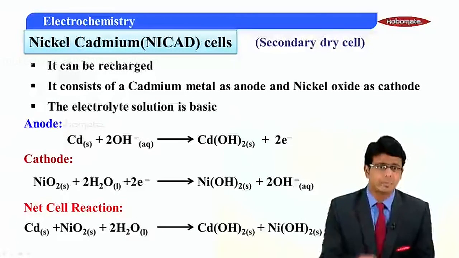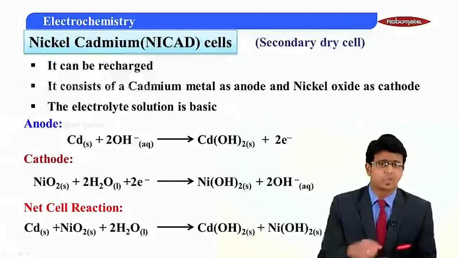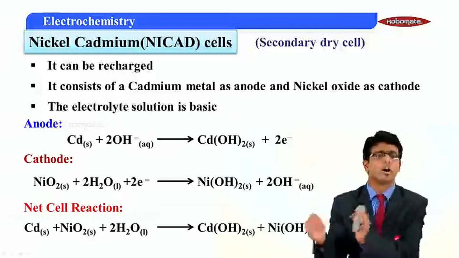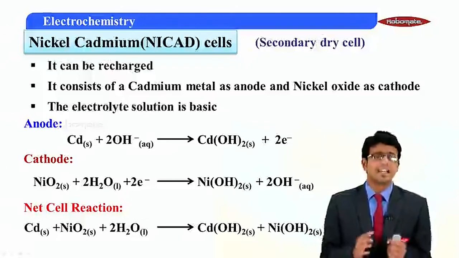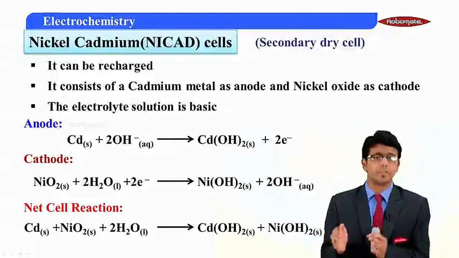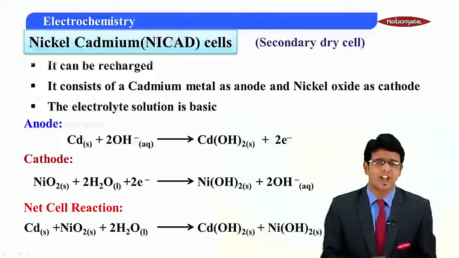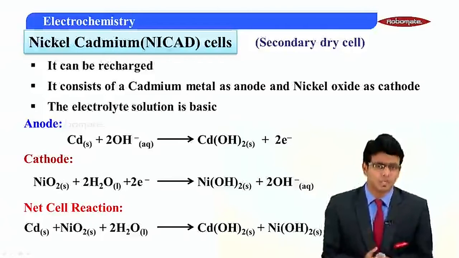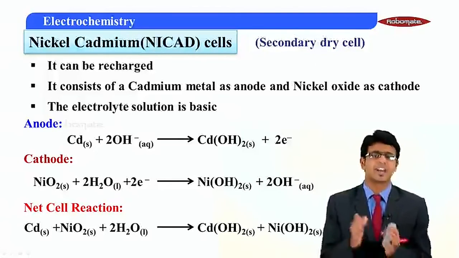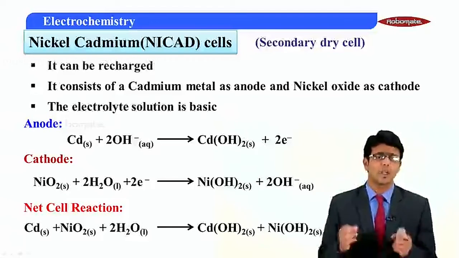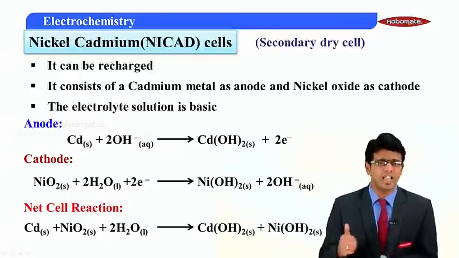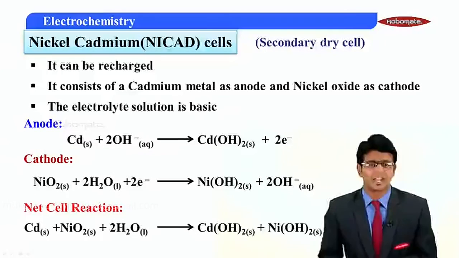So when this nickel cadmium cell is connected to the external source of electricity, these reactions will be reversed. In other words, the cell reactions, if they are reversed, that means the cell can be recharged. Alright, so nickel cadmium cell is actually a modification of conventional dry cell in which the cell reactions are reversed. So I hope students you got a clear idea with respect to the alkaline dry cell and nickel cadmium cells.